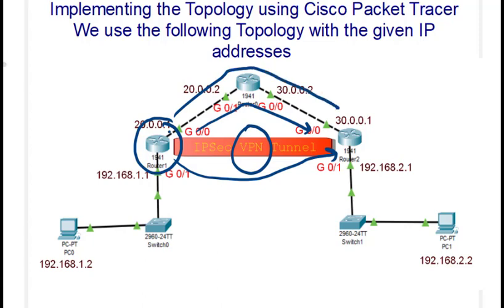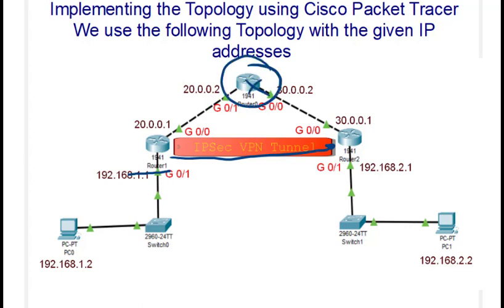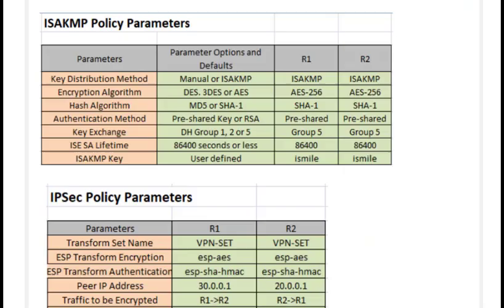But this IPsec creates a tunnel. It would appear to us that it is going from this path to this path, and this router will not know the actual destination. So this is what we are going to do in this particular session.